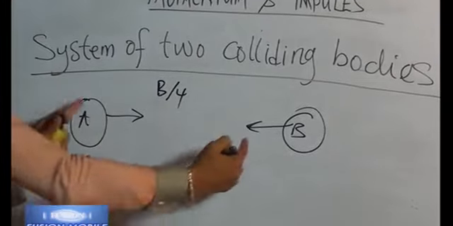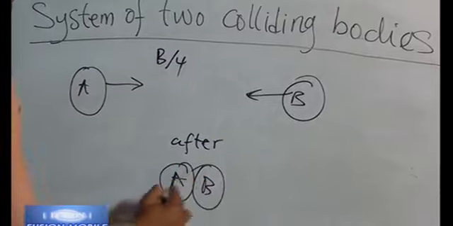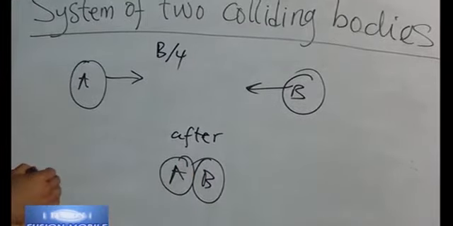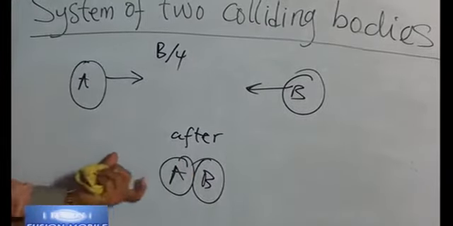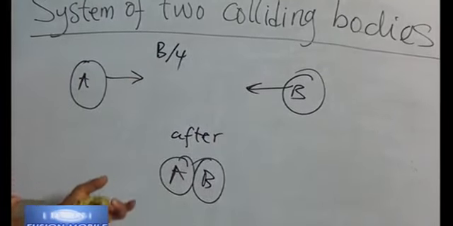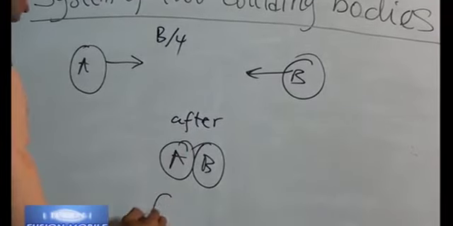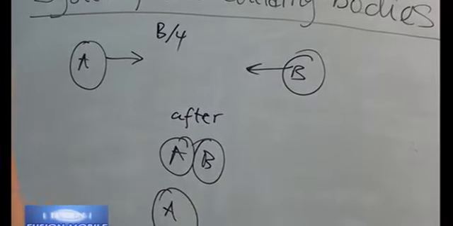It is possible that A and B will collide and there will be no movement, just like heavy blocks. This one will be coming and this one will be coming, they jam together and none of them will move. This is a possibility.